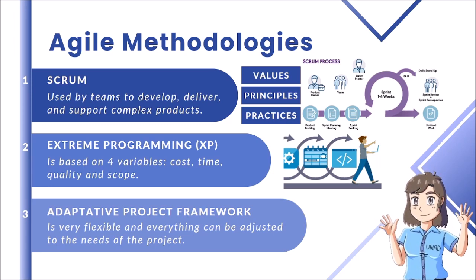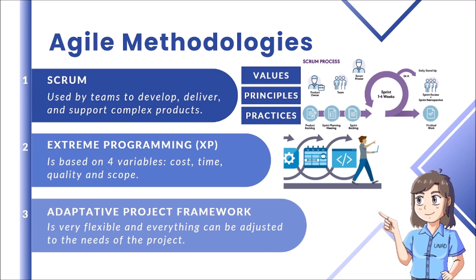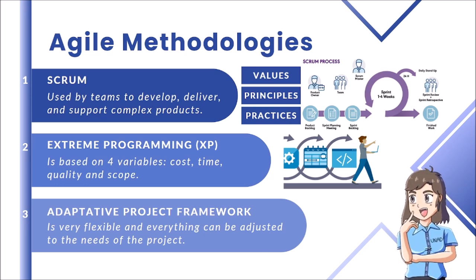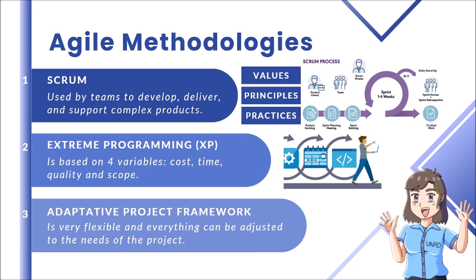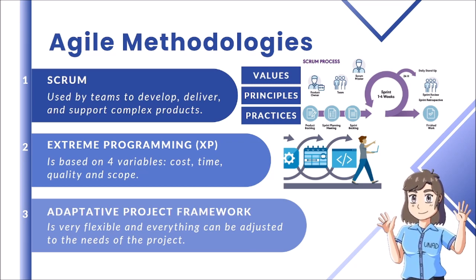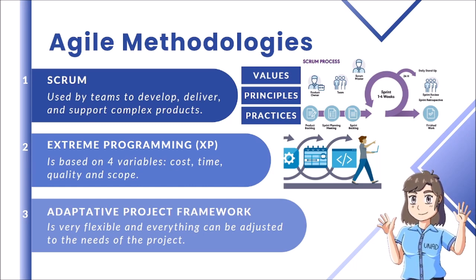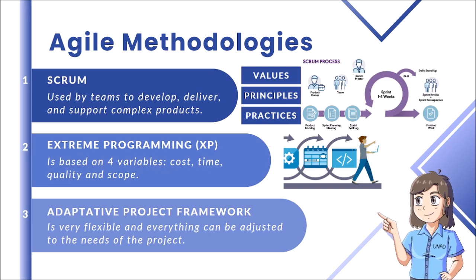Extreme programming is based on 4 variables: cost, time, quality, and scope, where 3 of these 4 can be defined by the client. It also handles iteration like in Scrum, but in this there is a set of standards to evaluate each deliverable. Adaptive project framework is very flexible and everything can be adjusted to the needs of the project.